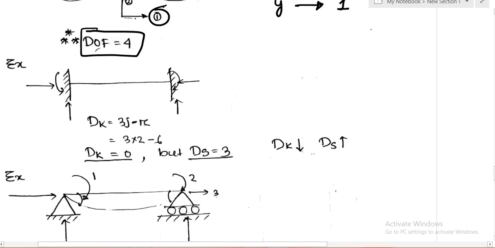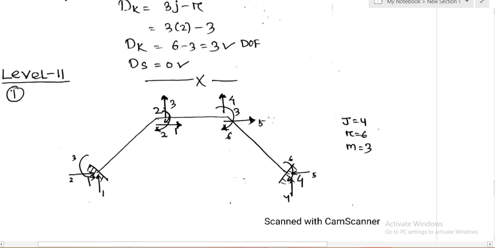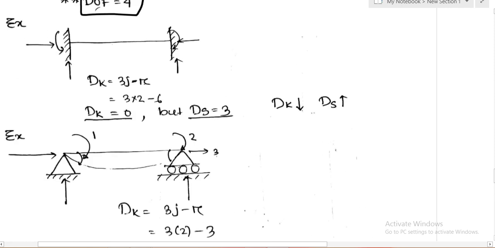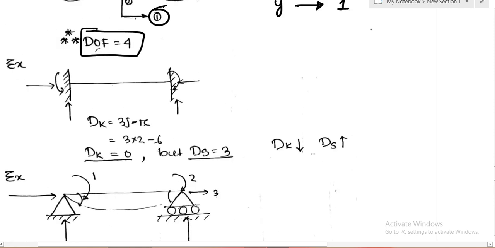Now take the example of these two. So example of 2, then I will provide you the formula. Now see the example of a fixed beam. Okay, fixed beam, how many joints are there? This is one joint, this is another joint. So this is a rigid jointed plane frame, but it is an open frame configuration.